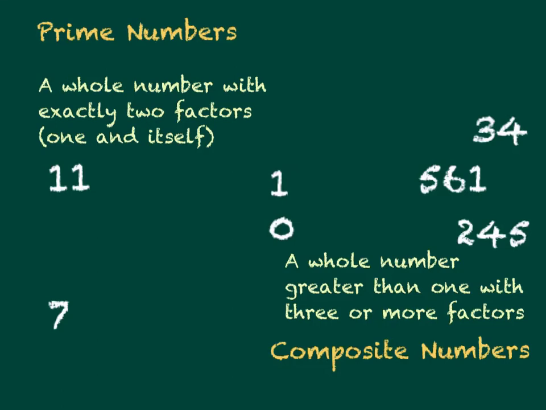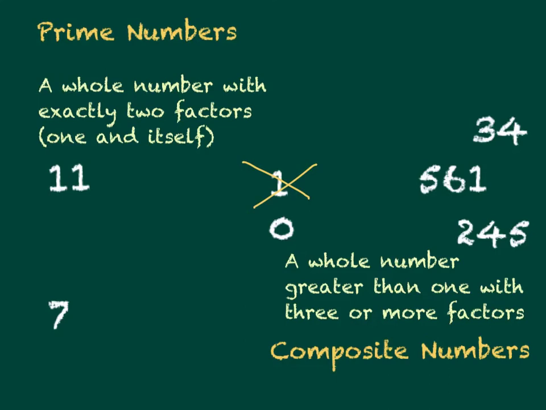1 and 0 are going to be our exceptions. 1, the only number that goes into 1 evenly is 1. In order to be a prime number, 1 must have 2 factors. Since the number 1 only has 1 factor, it is neither prime nor composite. It doesn't fit anywhere in our list.